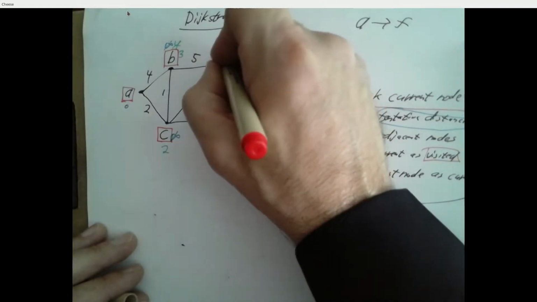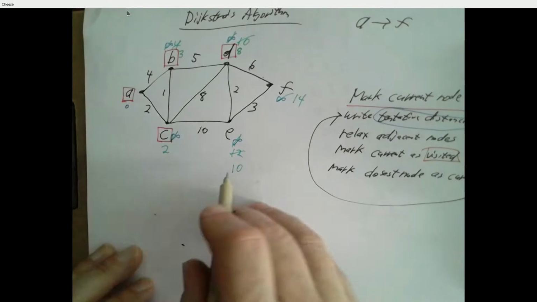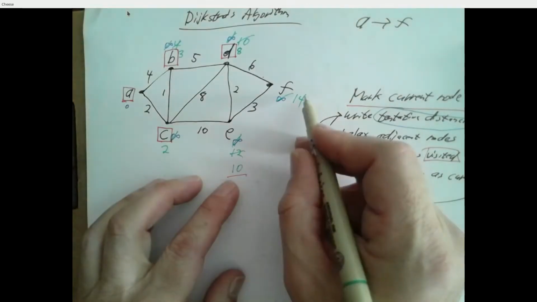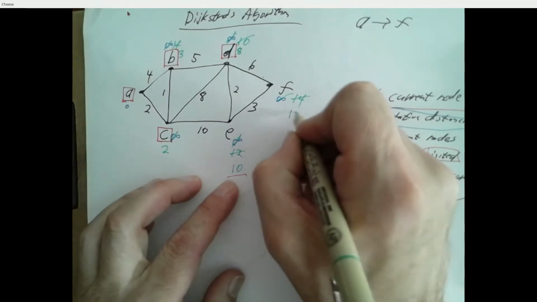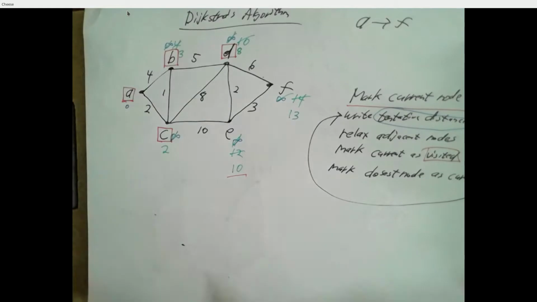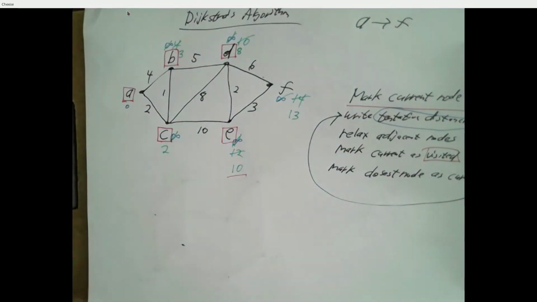So mark the current node as visited. Find the closest node, make that your current. Well, I've got a 10 and a 14. 10 is my closest node, so that's my current. And now, relax adjacent nodes. So 10 plus 3 is 13. That's better than 14. So I'll relax that node. And again, that's the only node that we can visit. So mark that as visited.